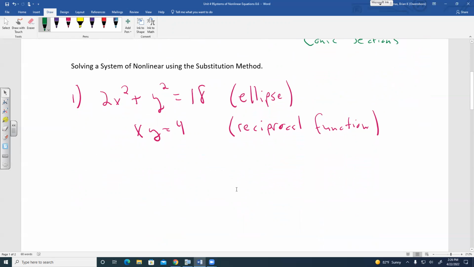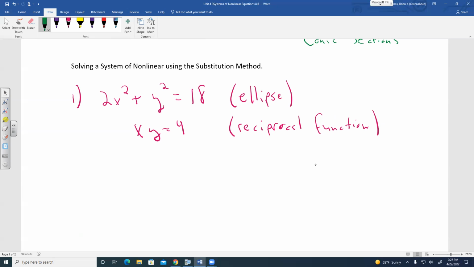solving a system of nonlinear equations, we're going to just use what's called the substitution method as our strategy. So 2x squared plus y squared equals 18. Notice how this kind of looks like the equation of a circle, but the only catch is there's this coefficient of 2 in front, which causes a kind of stretch. If you stretch a circle, it's going to look more like an ellipse. So this is going to have more of a characteristic of an ellipse, not quite perfectly a circle. x times y equals 4 is going to represent what's called a reciprocal function. If we want to graph that, we could.